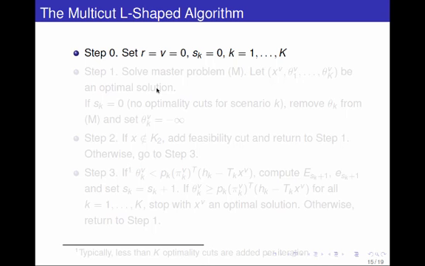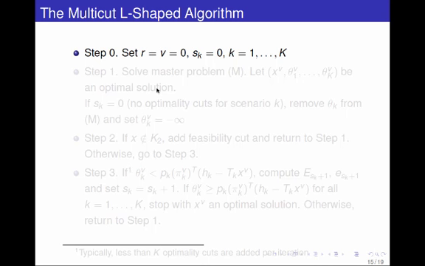In contrast, in the multicut L-shaped method, I'm computing these Q functions individually. So I might be moving, for example, here. If I land in this region here, the approximation for the yellow function will be the same line. Well, actually, this is not a good choice of point, and this figure is getting very messy. But the bottom line is that as you're moving in the x space, the slope of each individual Q function might be the same.